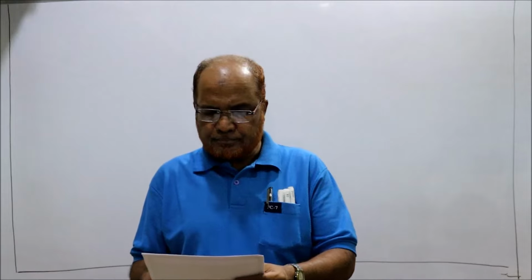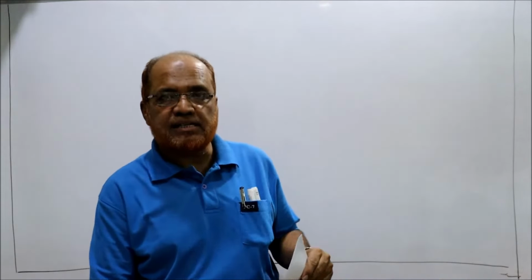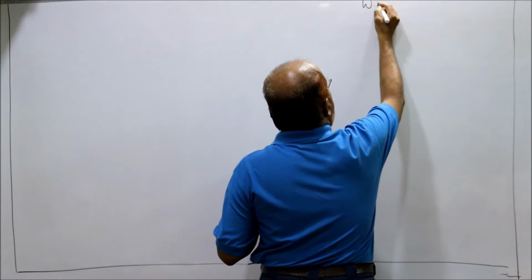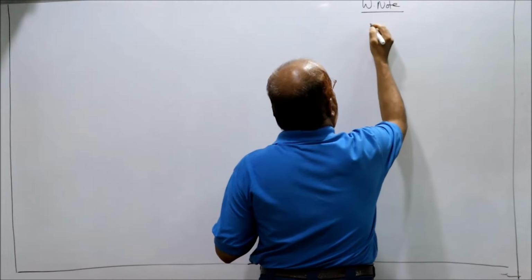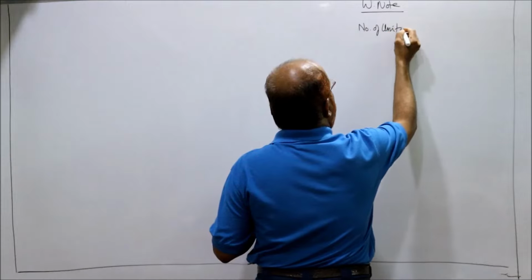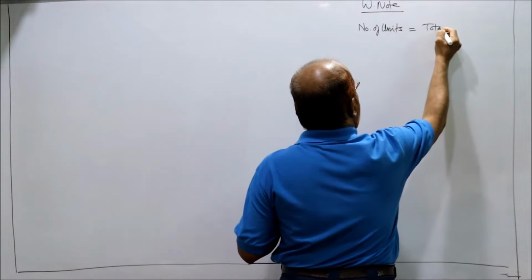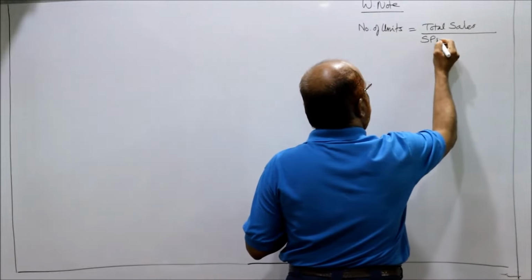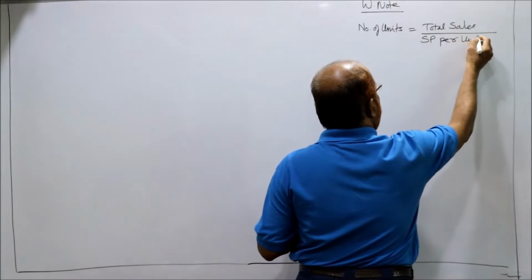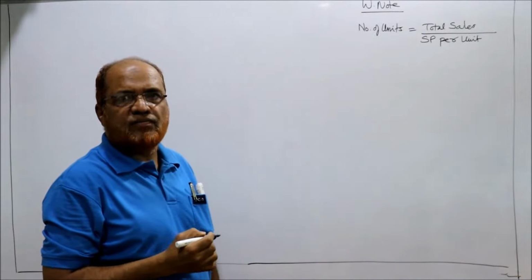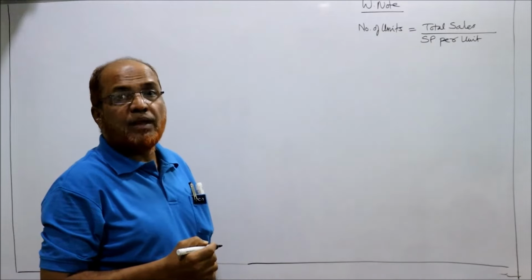So here the number of units is not given, the selling price is given and the total sales are given. So in the working note we can calculate the number of units, which is equal to total sales divided by selling price per unit. Total sales divided by selling price per unit will give you the number of units.